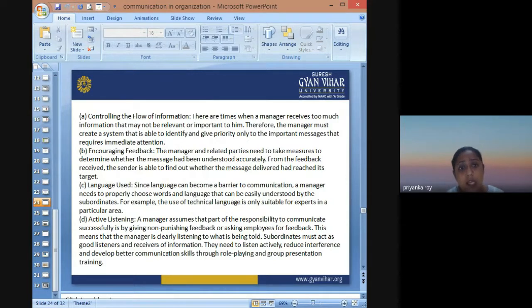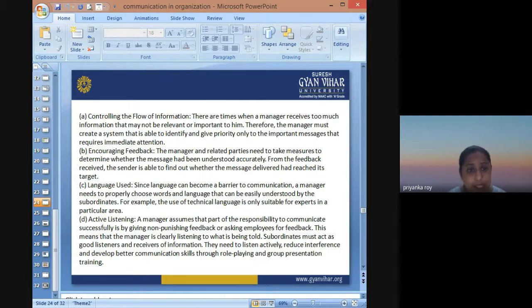Language use. Since language can become a barrier to communication, managers need to properly choose words and language that can easily be understood by the subordinates. For example, the use of technical language is only suitable for experts in a particular area.